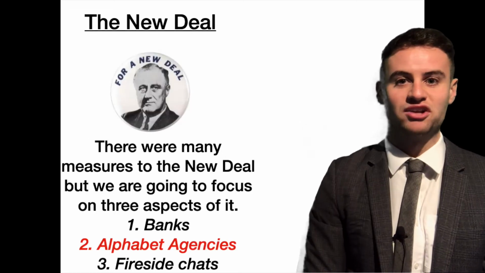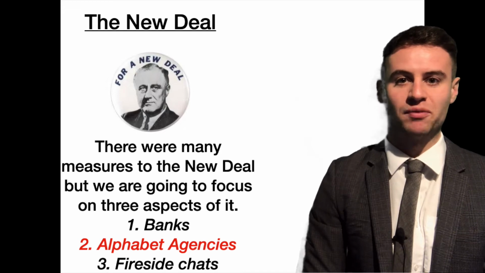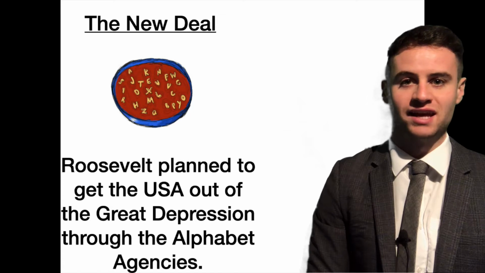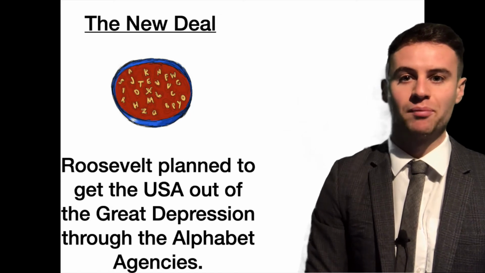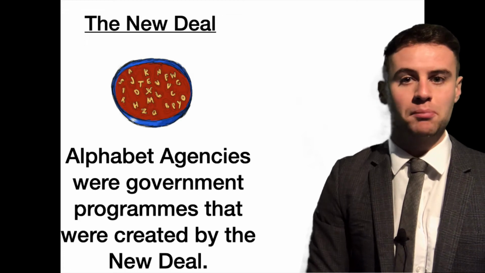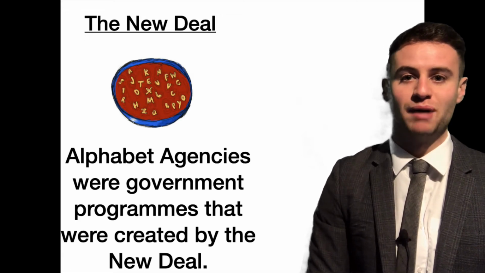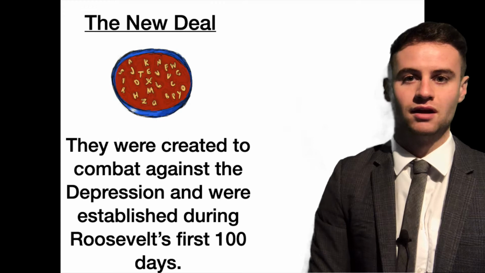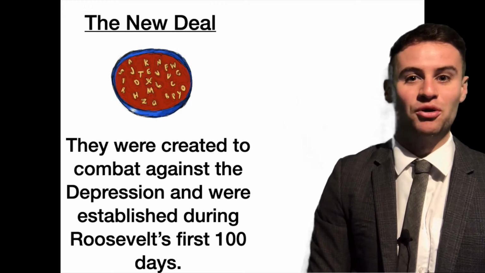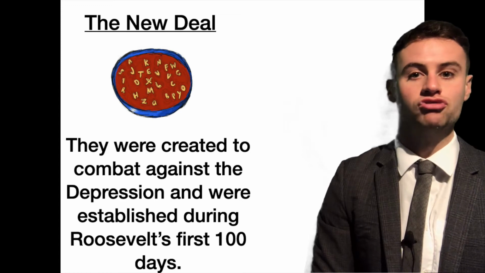The second aspect we can focus on is the alphabet agencies. Now, Roosevelt planned to get the USA out of the Great Depression through the alphabet agencies. Alphabet agencies were government programs that were created by the New Deal. They were created to combat the Great Depression and were established during Roosevelt's first 100 days.